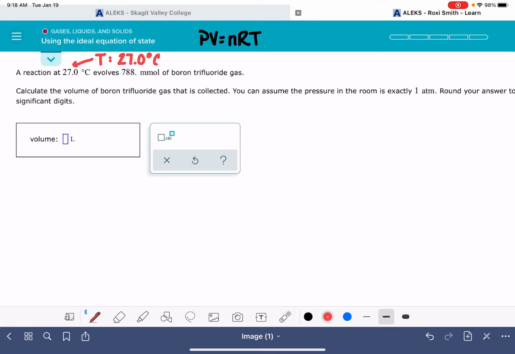27 degrees Celsius plus 273.15. That's going to give us the temperature in Kelvin. 273 plus 27 is 300.15 Kelvin. It also tells us that we have 788 millimoles of boron trifluoride gas.